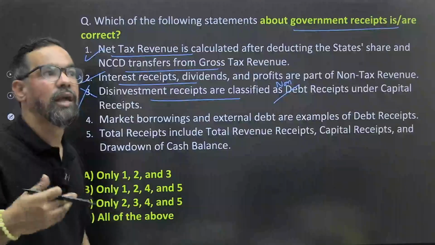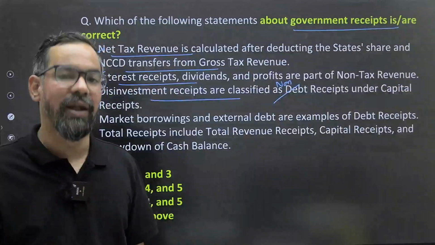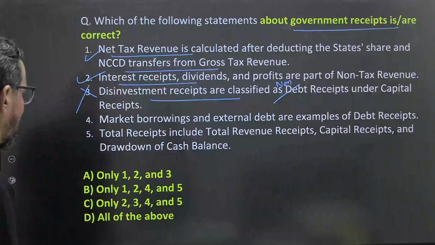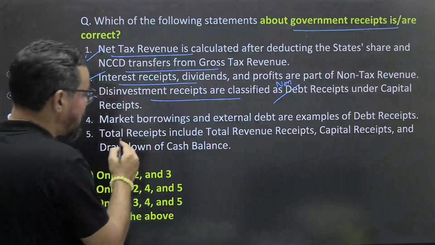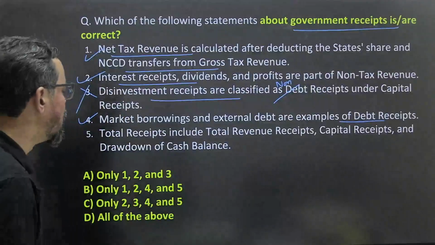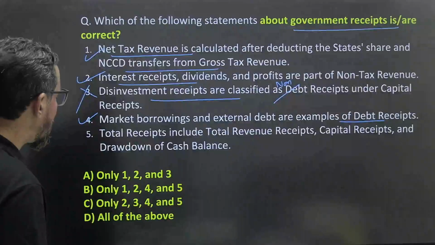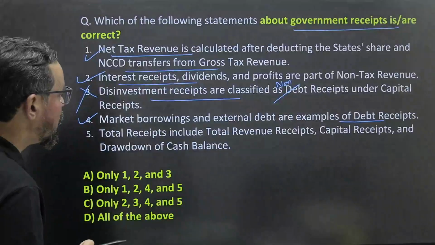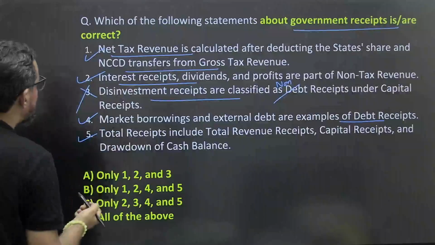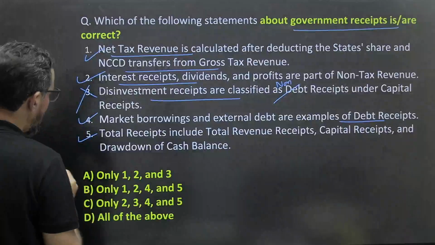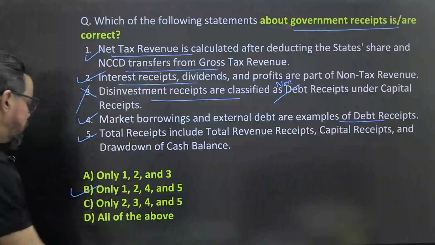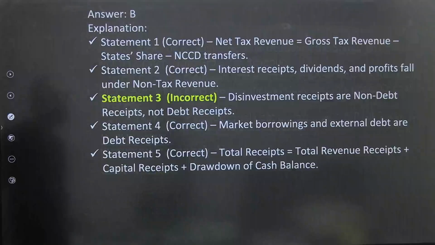Let's say the government is selling a stake in LIC. They do not have to pay any interest. They are selling in the form of equity shares and others, right? So that is the one. Next one, guys. Market borrowings and external debt are examples of debt receipts. Yes. Total receipts include total revenue, capital receipts, and drawdown from cash balances. Yes. So 1, 2, 4, 5. That means option B will be the right answer.